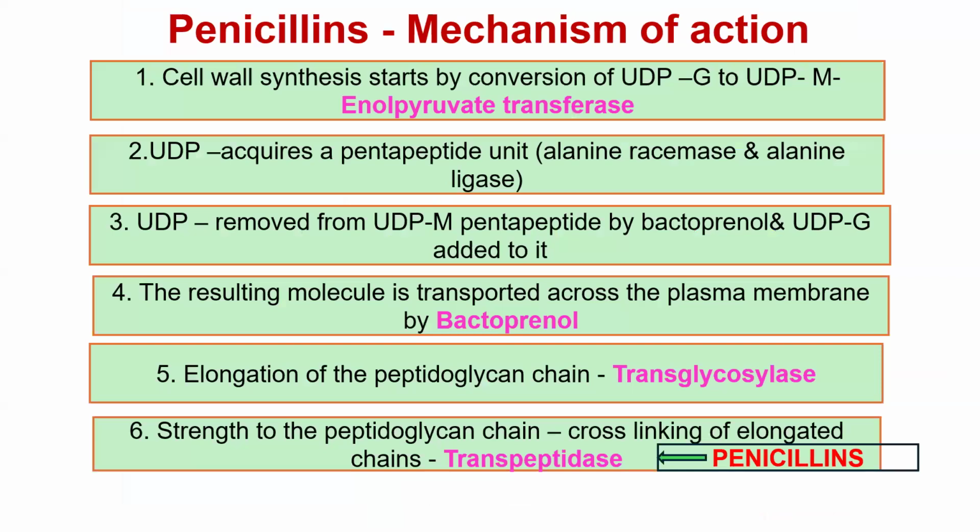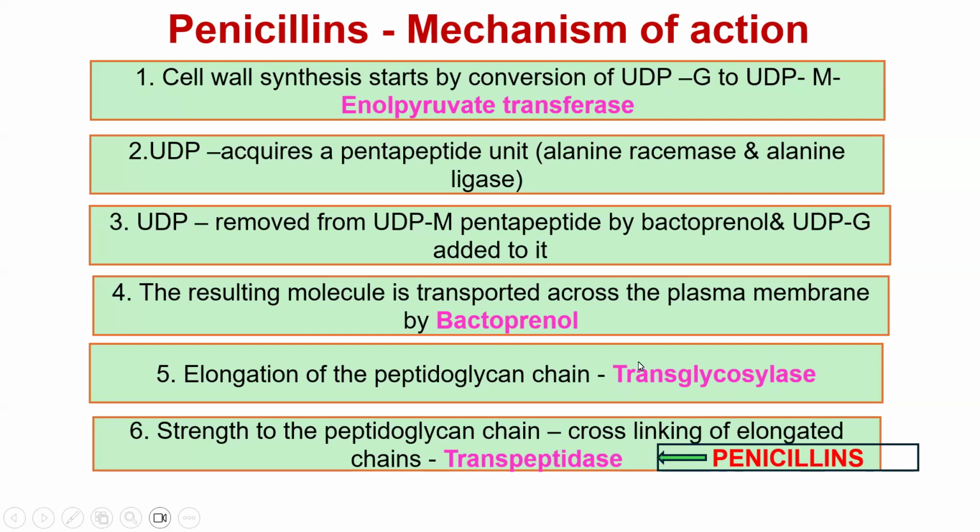So coming to the steps in the synthesis, it is very difficult for you to remember each step now. So just concentrate on how these beta-lactams act, mainly penicillin and cephalosporins. Penicillins mainly inhibit which step? The final step, by inhibiting which enzyme? Transpeptidase enzyme, thereby inhibiting the cross-linking of the elongated chain. So this is the step by which penicillin acts, by inhibition of transpeptidase enzyme. Thereby it inhibits cell wall synthesis.